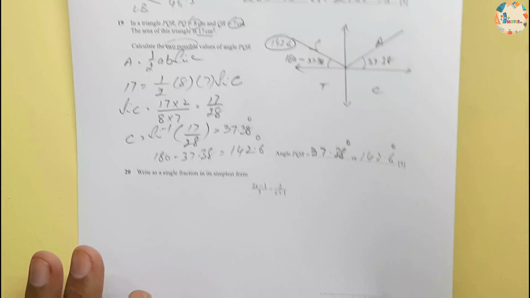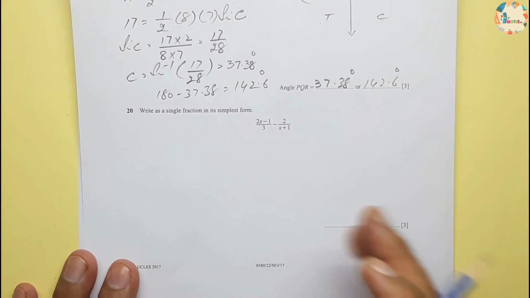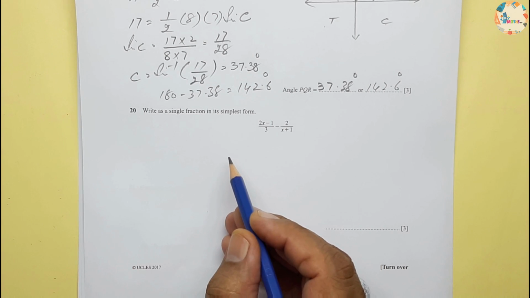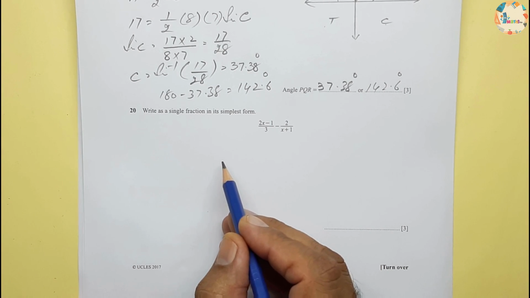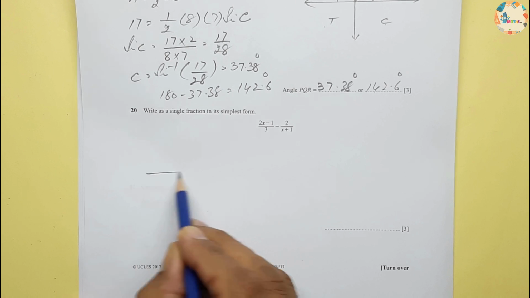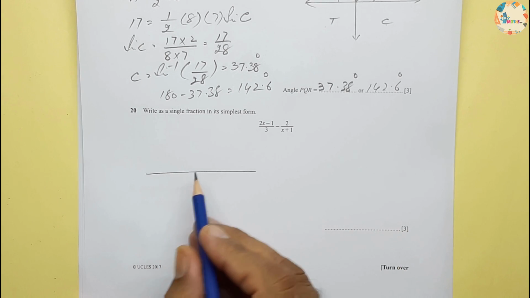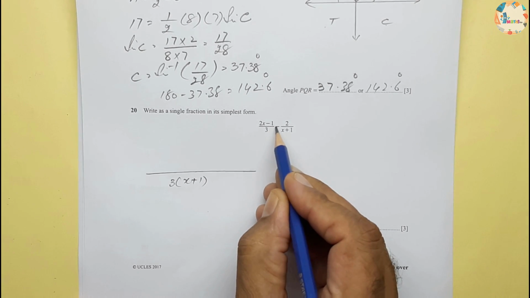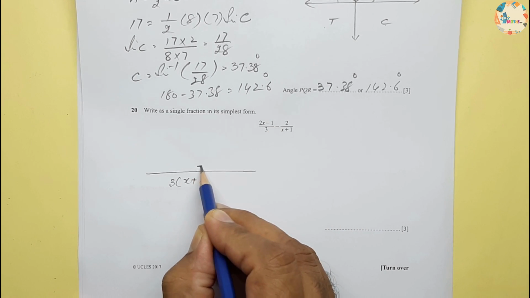Now comes question number 20. Write as a single fraction in its simplest form. So we can take the LCM of this one. I'm writing here so that I can use space. This is 3 and x plus 1. This will be the LCM, so the middle sign we can copy here.